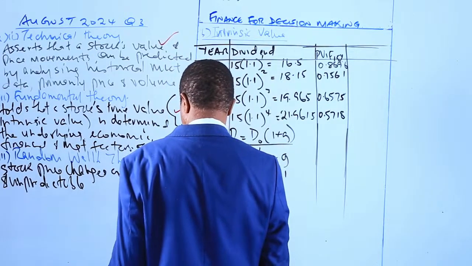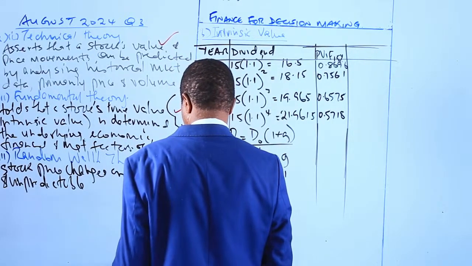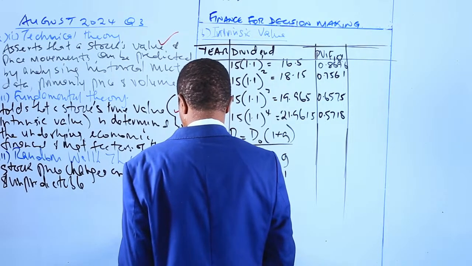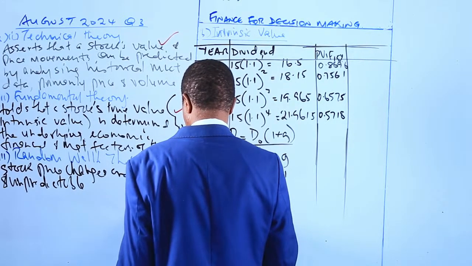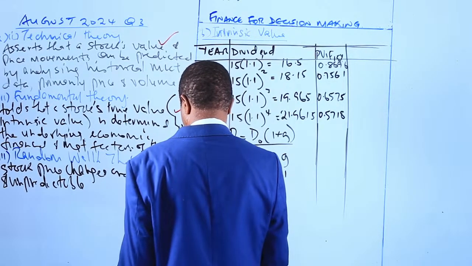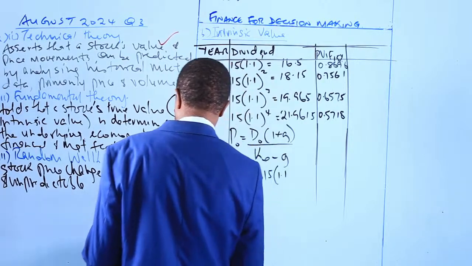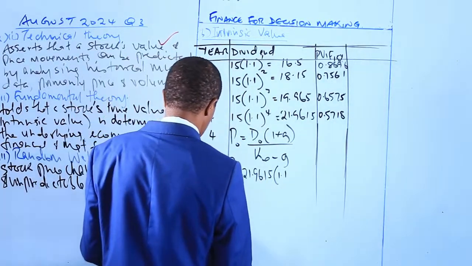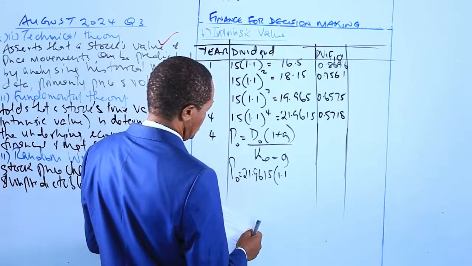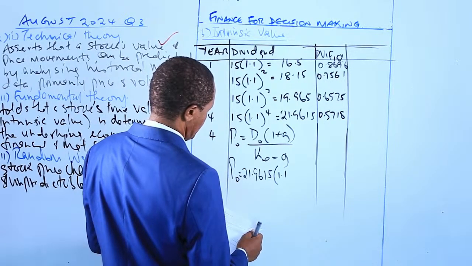Do we have the growth rate from the question? Do we have G, the growth rate? Look at the question again. Are we given the growth rate? Yes, we are told. Look at the question. We are told that the dividends are expected to grow at the rate of 10% for the first 4 years.